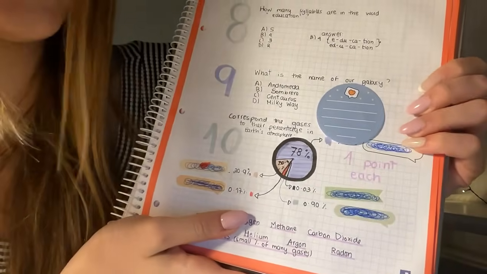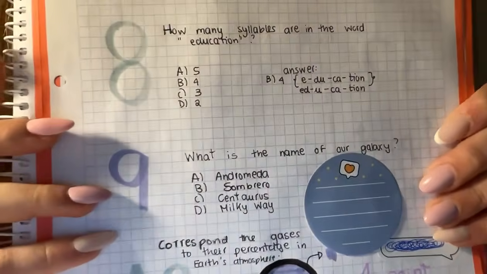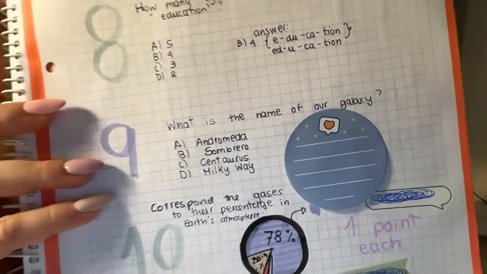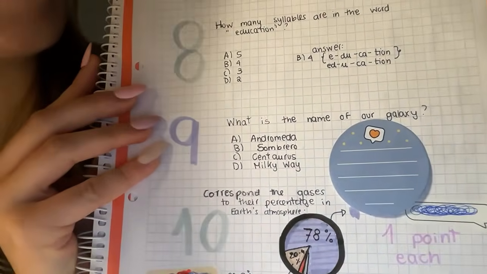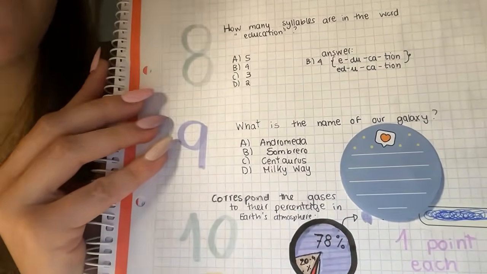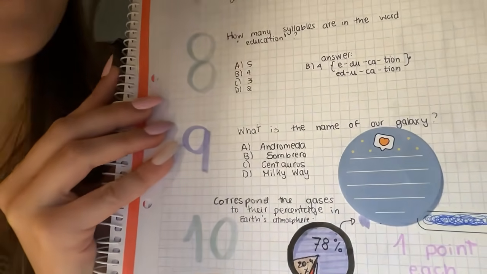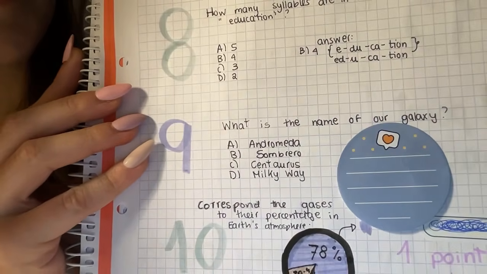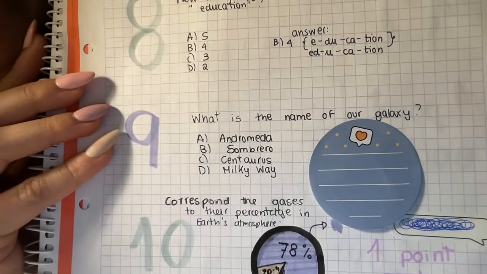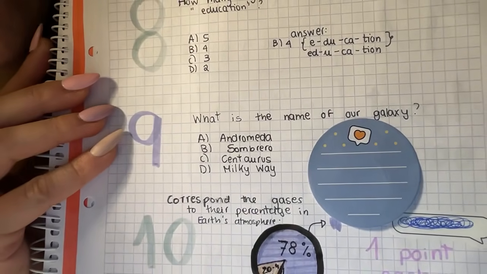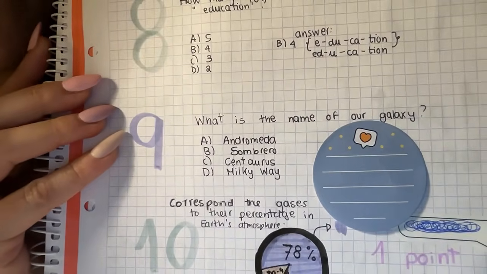So question 9 asks, what is the name of our galaxy? So the galaxy that we're in right now, what is it called? Is it option A, Andromeda? Is it option B, Sombrero? Is it option C, Centaurus? Or is it option D, Milky Way? What is the name of our galaxy? Andromeda, Sombrero, Centaurus, or Milky Way? What is your guess for question 9?